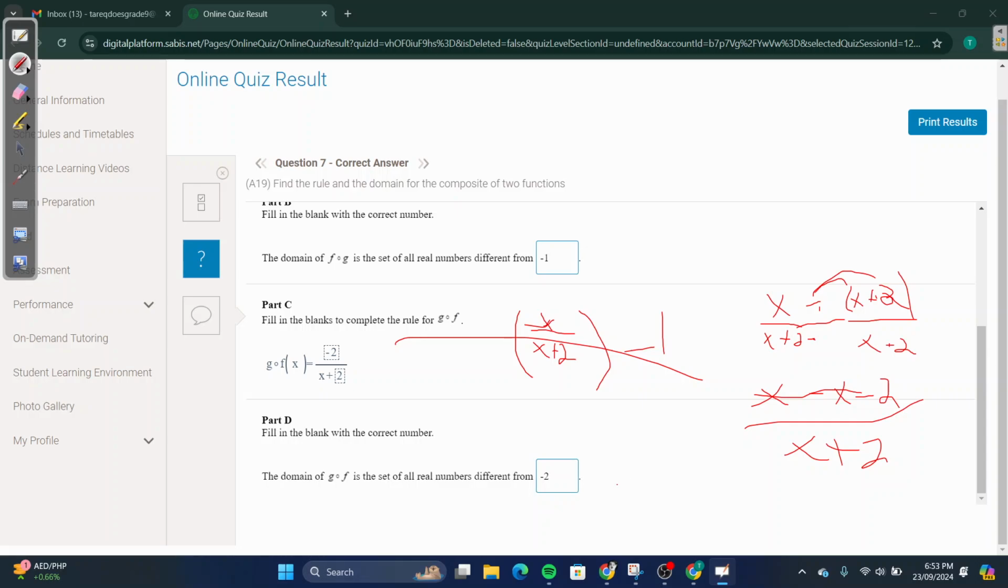And now you want to find the domain. So x plus 2 cannot be 0. Take 2 to the other side. X cannot be negative 2. Okay, that's question 7.